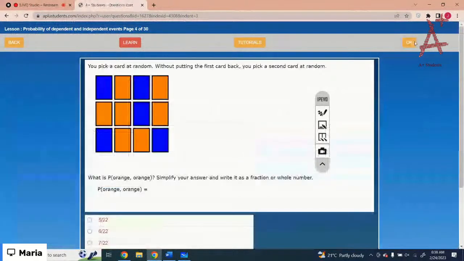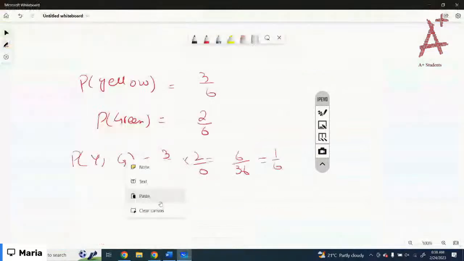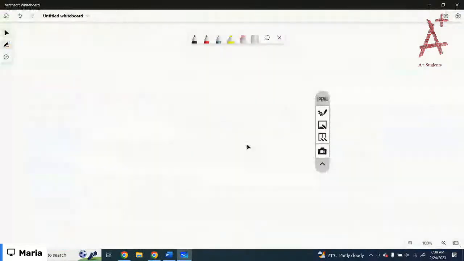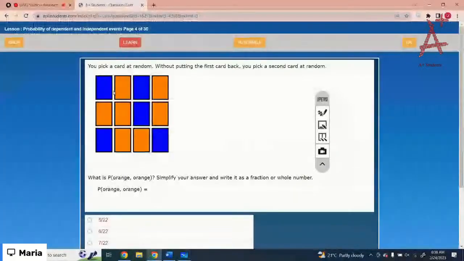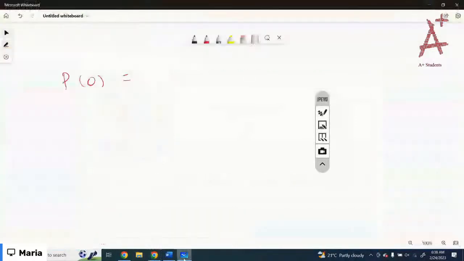You pick a card at random. Without putting the first card back, you pick the second card. Probability of orange and orange. They are dependent events. Got it? Because you haven't put the card back. So let's calculate the probability of orange for the first time. How many cards do we have? 1, 2, 3, 4, 5, 6, 7, 8, 9, 10, 11, 12. 7 of the cards are orange. It would be 7 over 12.